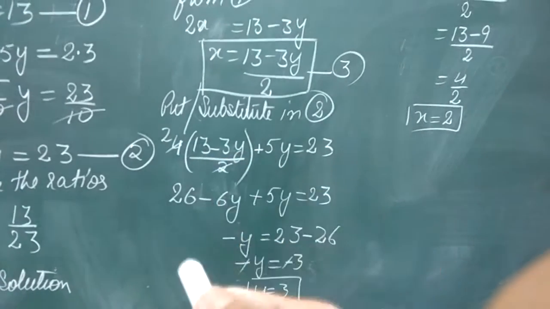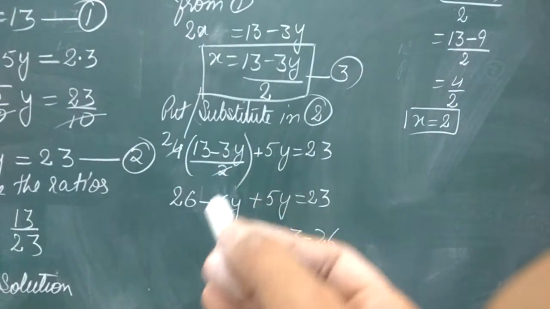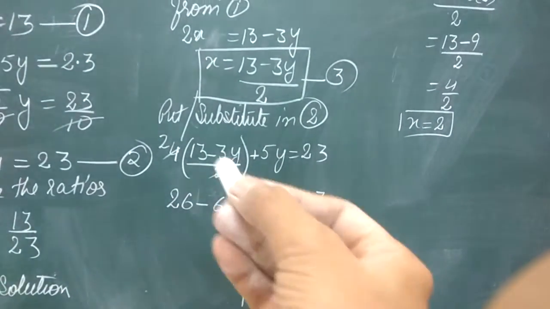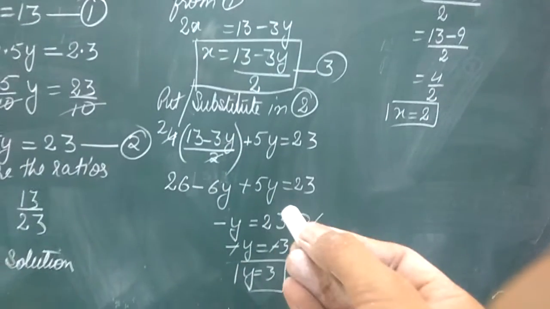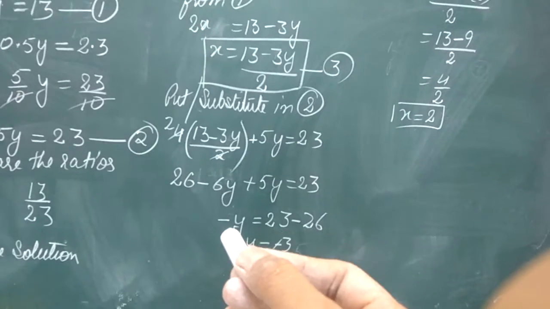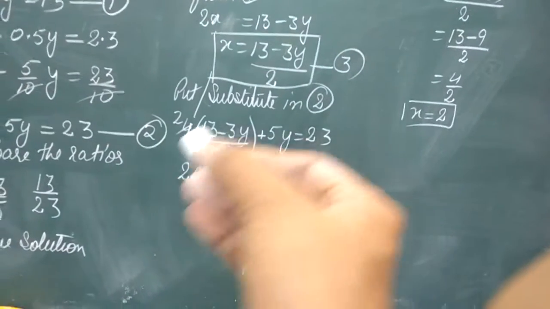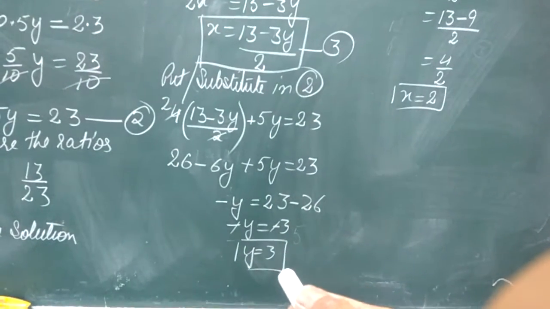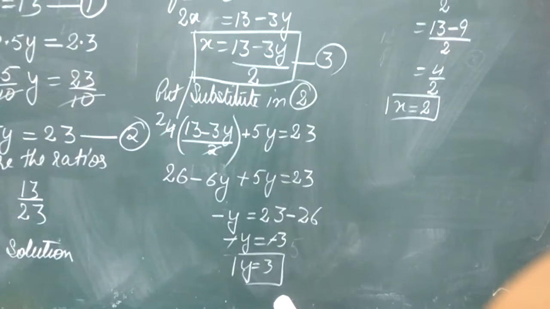We'll get 2. So by the distribution property, you'll get 13 2s are 26 minus 3 2s are 6y. And by combining like terms, minus 6y plus 5y is minus y, and 23 minus 26 is this. You will get y is equal to 3.